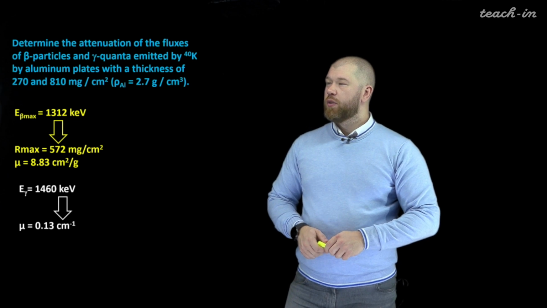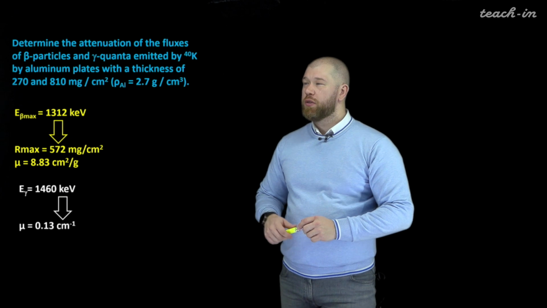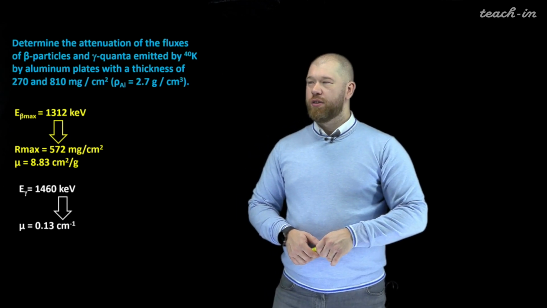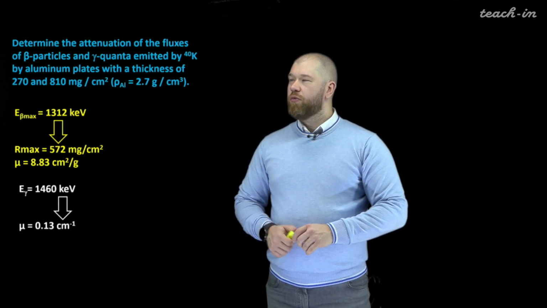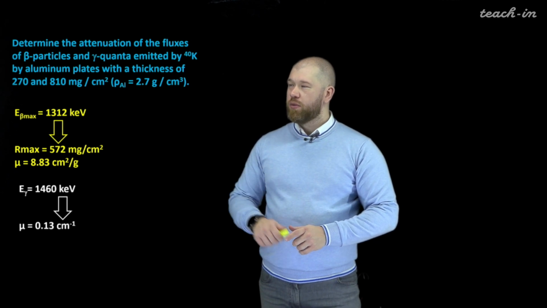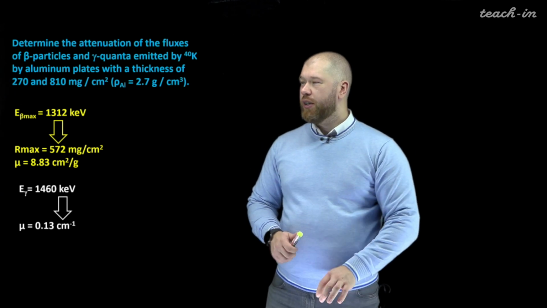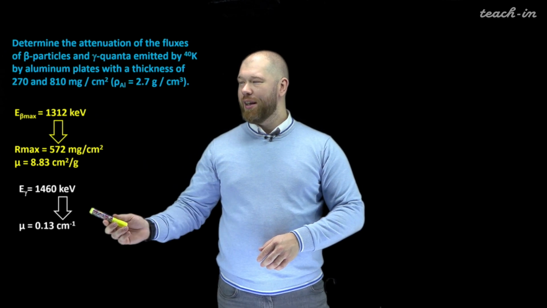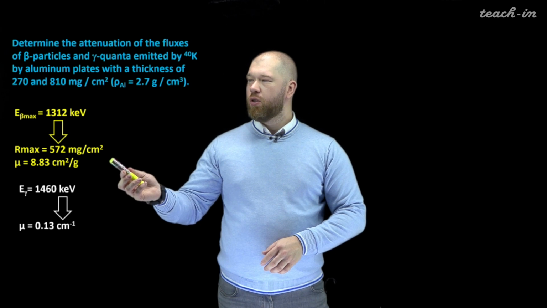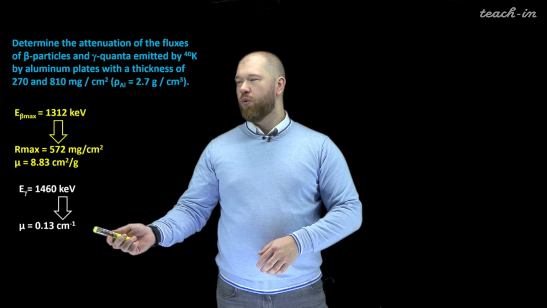So the next task is dealing with beta particles and gamma quanta. Now we have to calculate the attenuation for beta particles and gamma quanta emitted by potassium-40, a natural radionuclide. These fluxes of particles and quanta are stopped by aluminium plates with a thickness of 270 and 810 milligrams per square centimeter. Again, to solve this task, we have to know the energy of emitted beta particles and the energy of emitted gamma quanta. And from the databases, from the special tables, we can find the maximum range of these particles, the mass attenuation coefficient for beta particles, and the linear attenuation coefficient for gamma quanta.